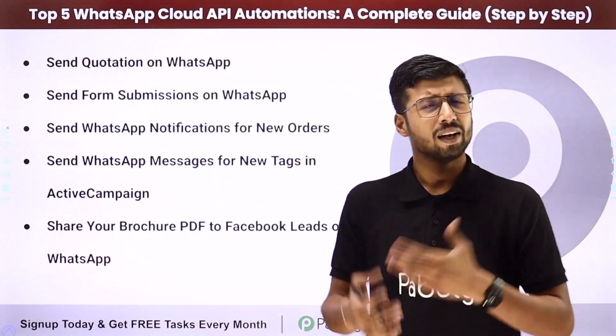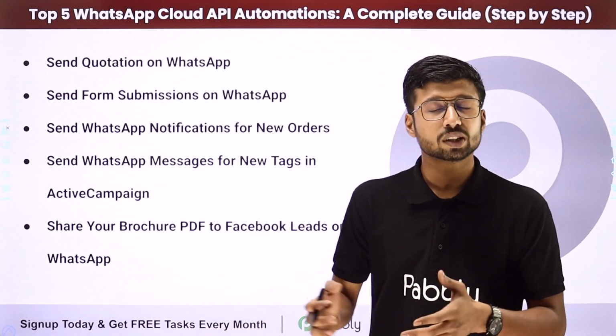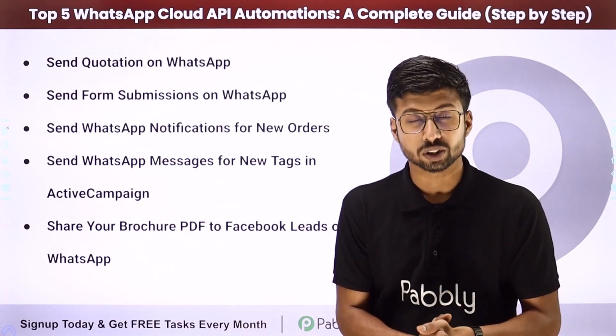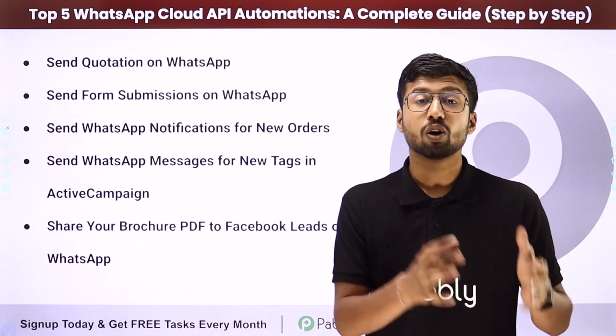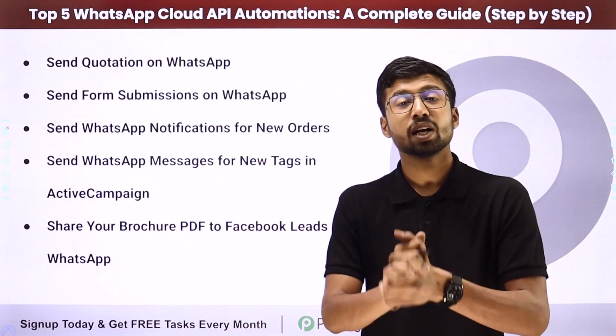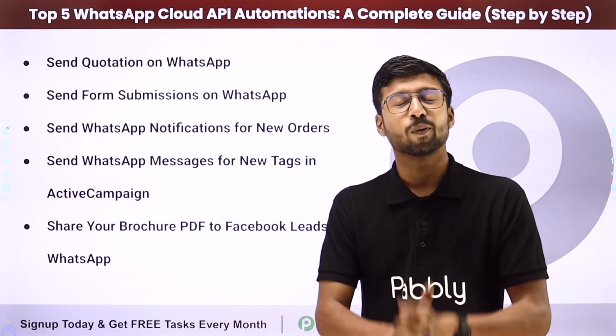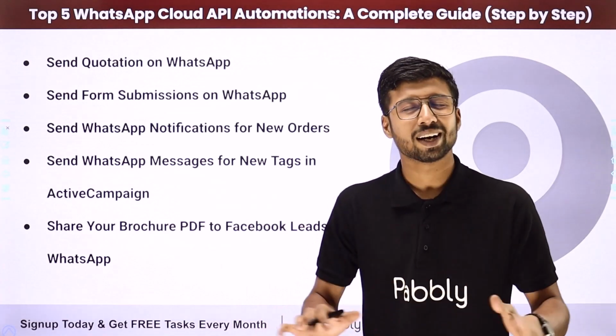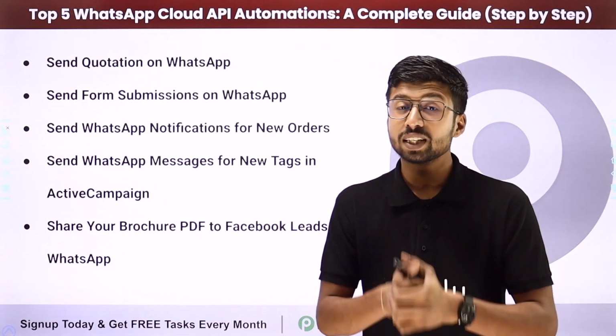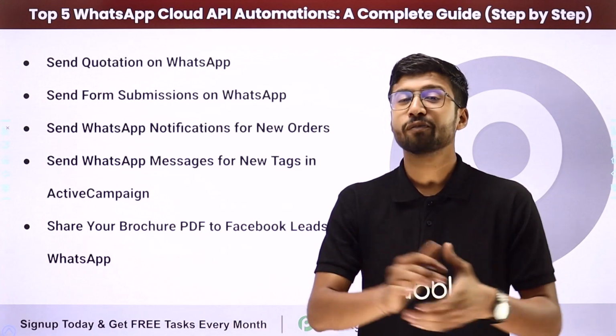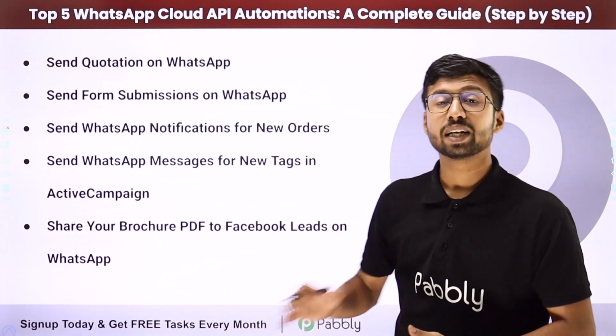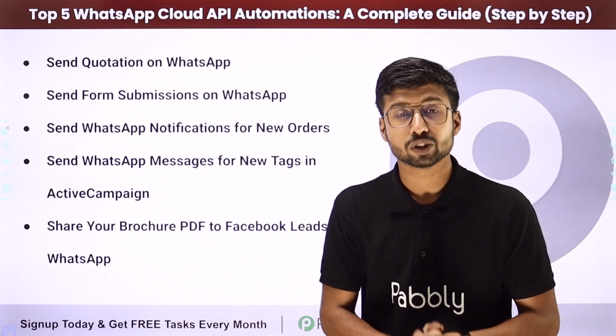So here we came up with the top 5 things that you can automate related to WhatsApp Cloud API. Whether it be sending quotations to your customer, or your product brochure or business brochures, you can send a new order confirmation, or you can send a WhatsApp message to your customer on form submission automatically. The possibilities of WhatsApp automation are endless. So without any further delay, let's begin with the complete guide, where we are going to show you step by step how you can set up each and every automation all by yourself.